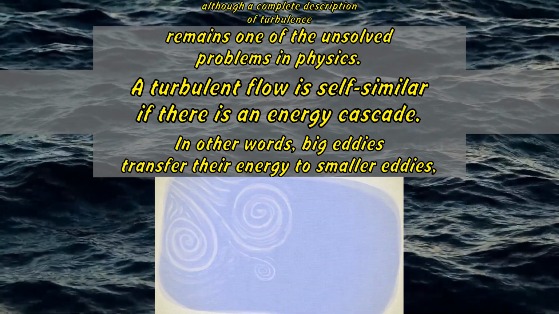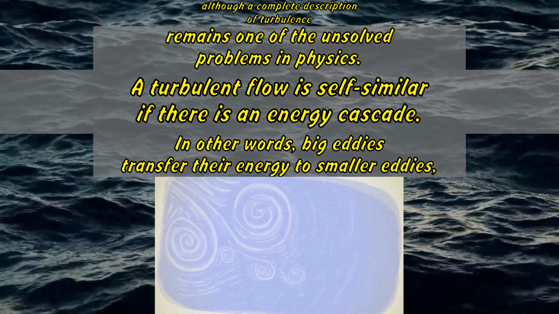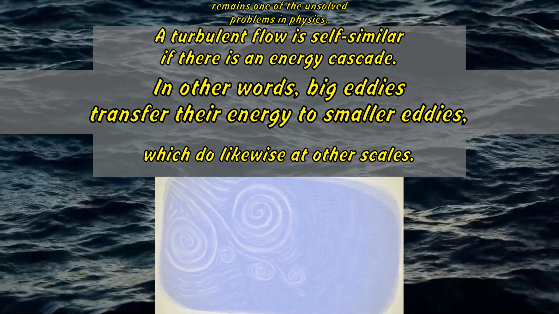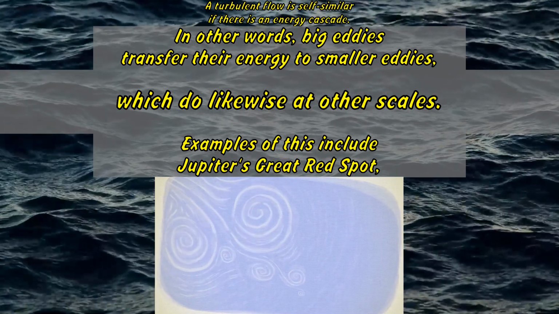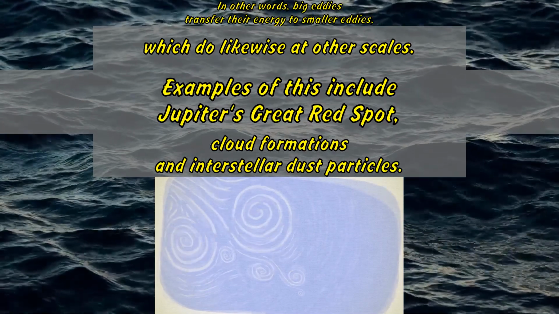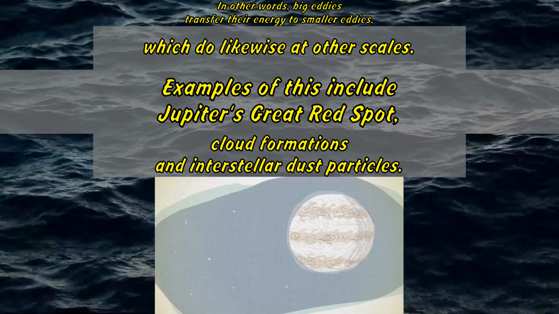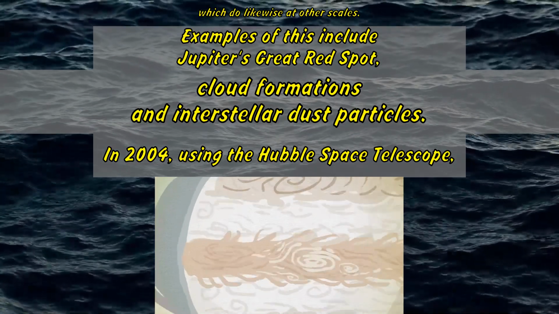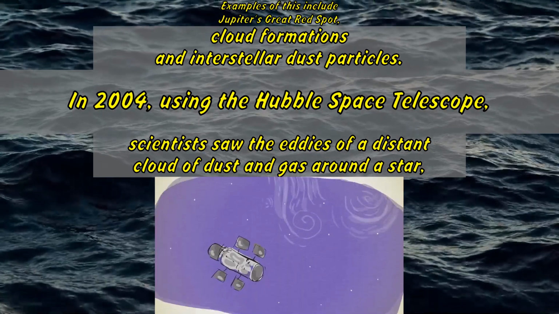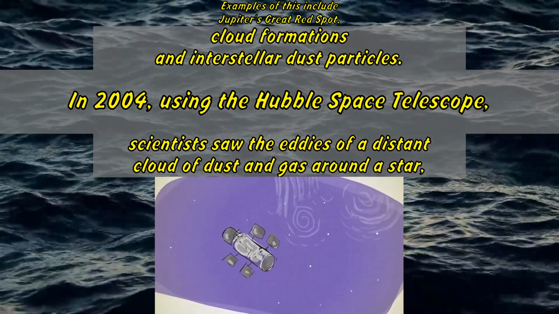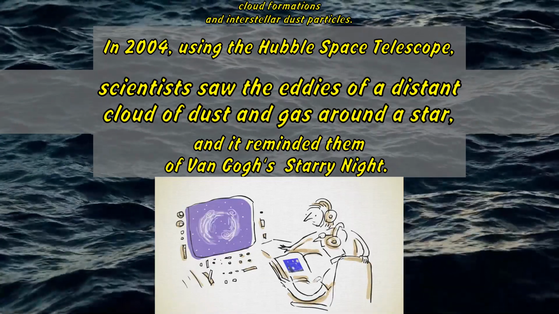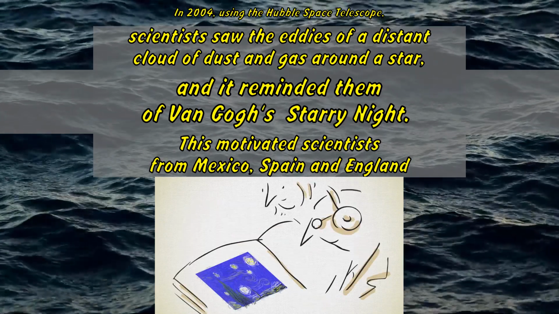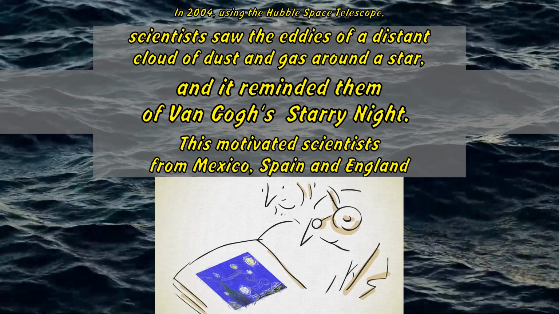A turbulent flow is self-similar if there is an energy cascade. In other words, big eddies transfer their energy to smaller eddies, which do likewise at other scales. Examples of this include Jupiter's Great Red Spot, cloud formations, and interstellar dust particles. In 2004, using the Hubble Space Telescope, scientists saw the eddies of a distant cloud of dust and gas around a star, and it reminded them of Van Gogh's Starry Night.